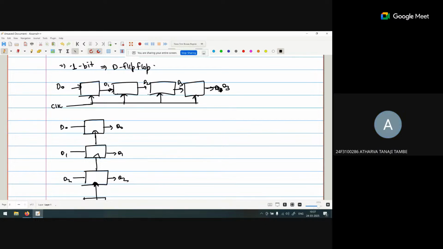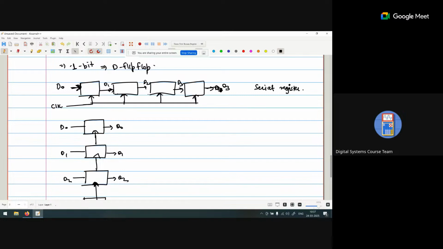The downward one is the parallel loading register and the upward one is the shift register. So the upward one is basically the shift register, or serial register. What is the meaning of serial register? Every bit is inserted one by one. Initially you insert a bit at D0.